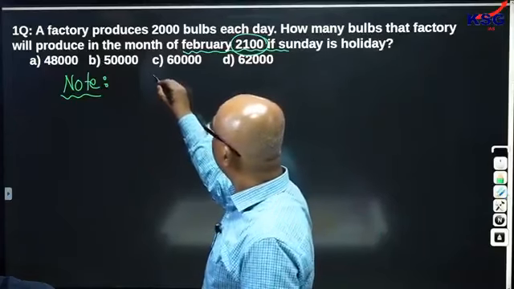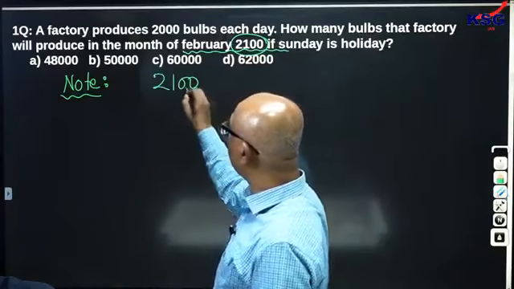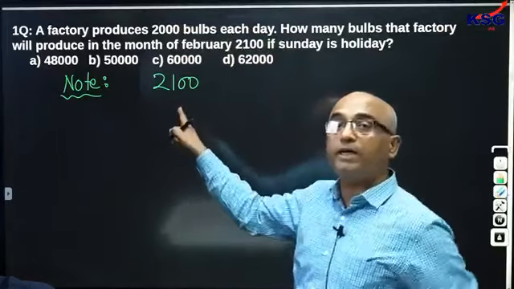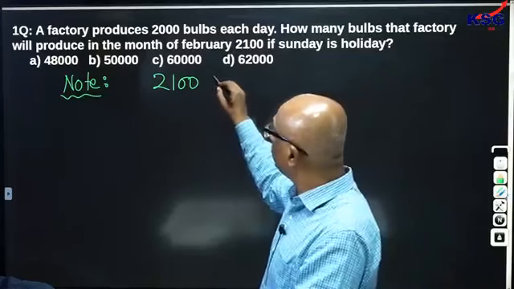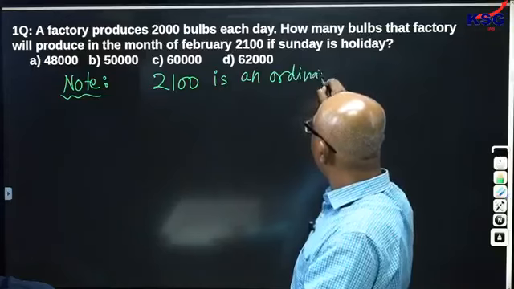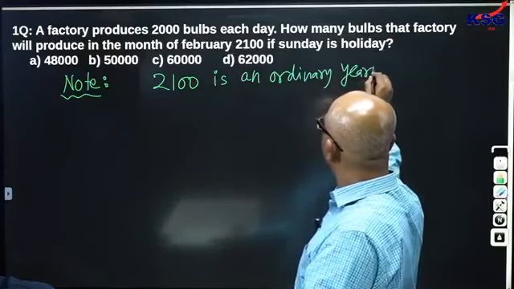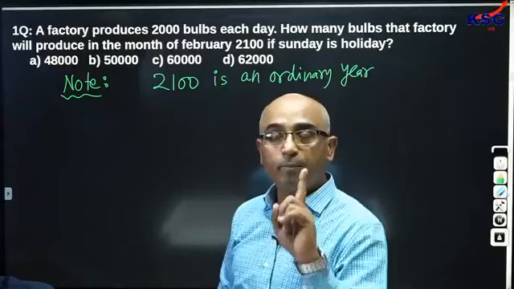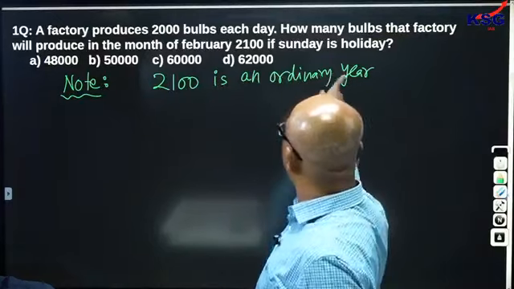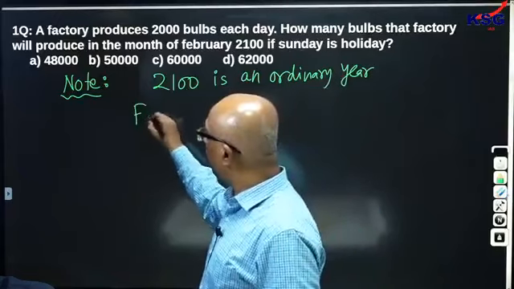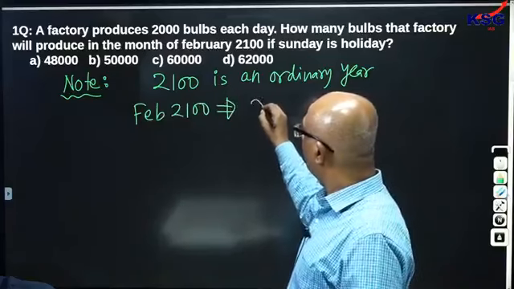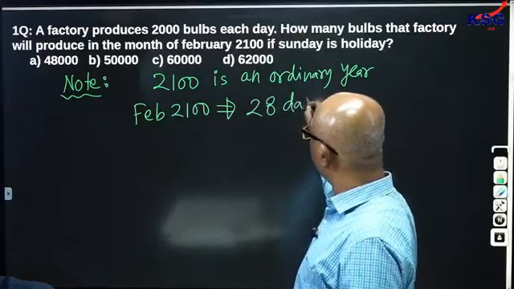Now see this. Year 2000. Year 2100 is not completely divisible by 400. Therefore, 2100 is an ordinary year. Remember, divisibility by 400 is only applicable to multiples of 100 years. So since it is not divisible by 400, it is an ordinary year. Therefore, February 2100 consists of exactly 28 days.